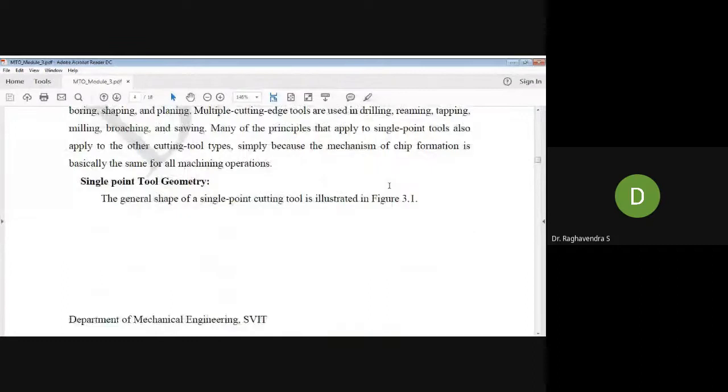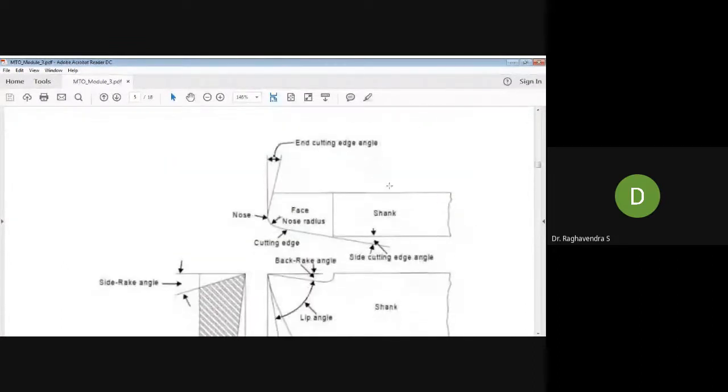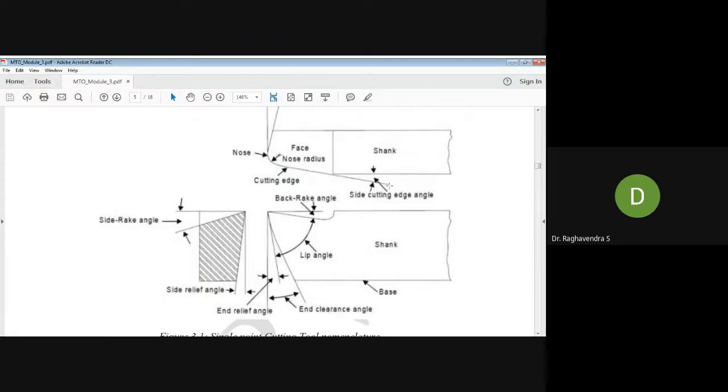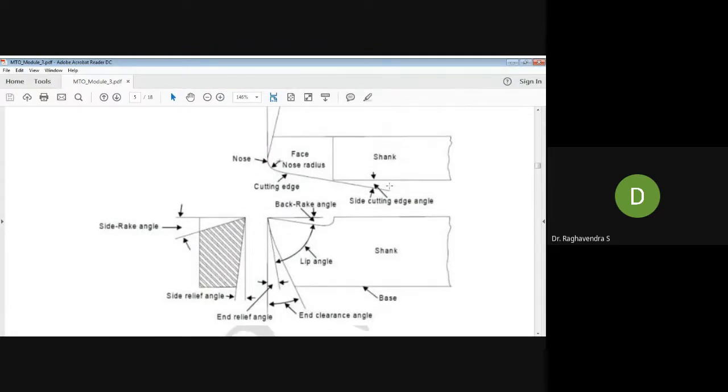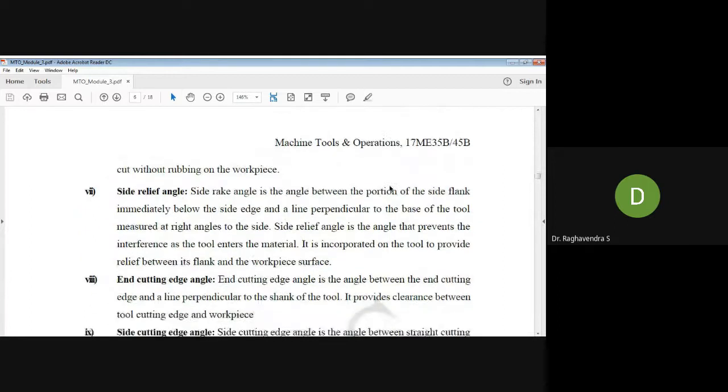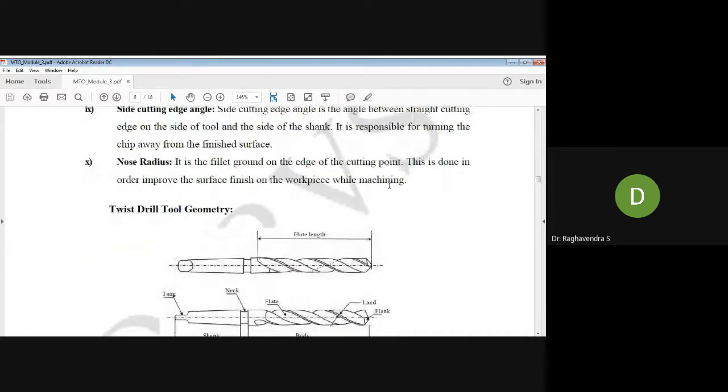So what is a cutting tool? There are two types of cutting tool. One is single point, the other is multi point, which I already taught in the last class. Single point means the sharp edge is at one point, one cutting edge, and the material is removed. Multi-point cutting is a tool that has multiple sharp edges, something like a drill bit or milling cutter. So this is what I'm teaching at the first phase.